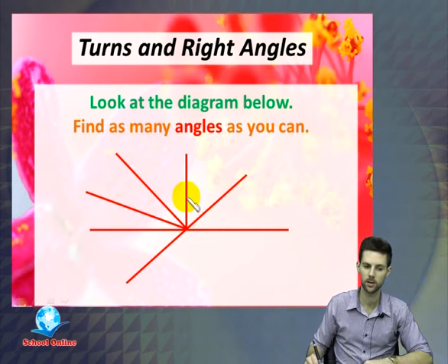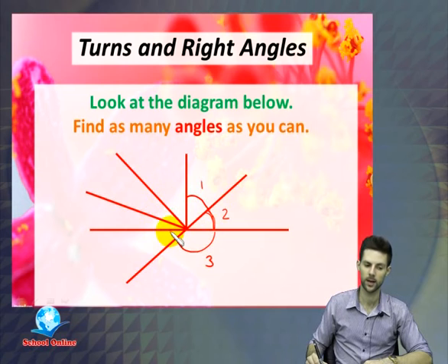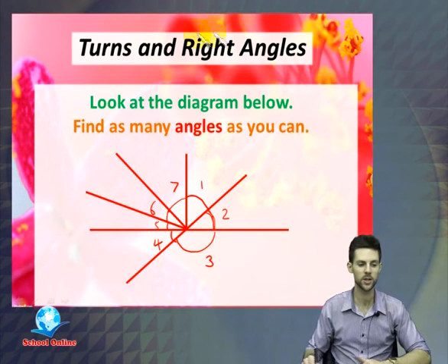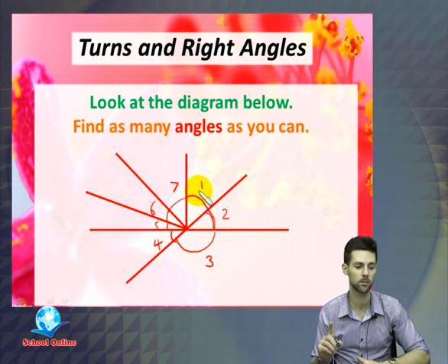Here we have 2 lines, 1 angle. So we can call this angle 1. Moving on, we have this angle here. Angle 2. Here we have angle 3. Angle 4. Angle 5. Angle 6. And angle 7. So we've actually gone through one complete turn.